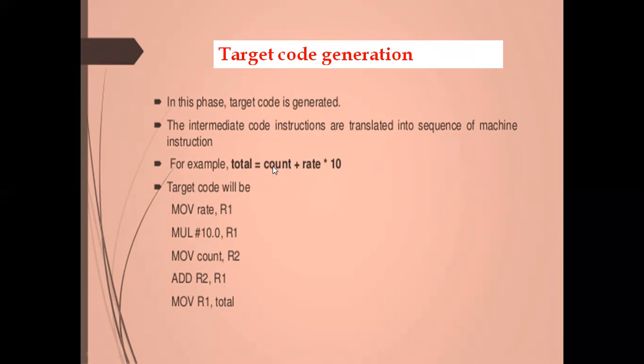So for the same line, I have given the target code: move rate, R1. So the rate value is moved into register R1, and after that it is multiplied with 10 in R1. Register R1 will contain the rate value and it will be multiplied, and the result will be transferred into R1 only. Next, this will be added to count. Here: move count to R2, add R2 and R1, and move R1 to total. So here the target code, that is the assembly language code, has been generated.